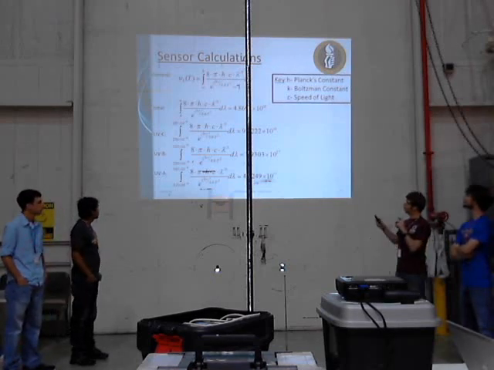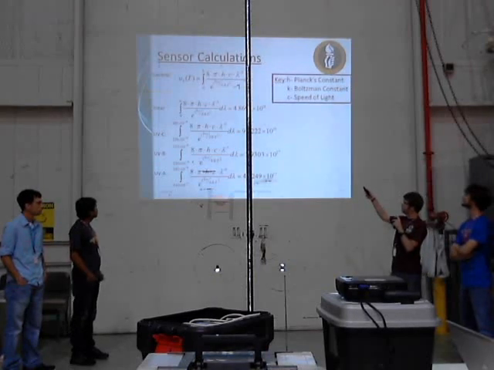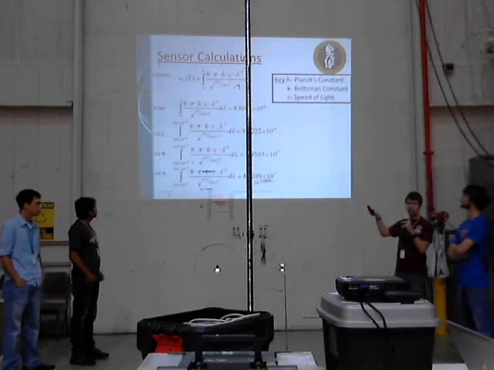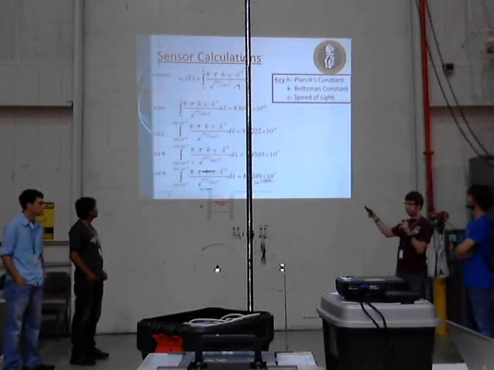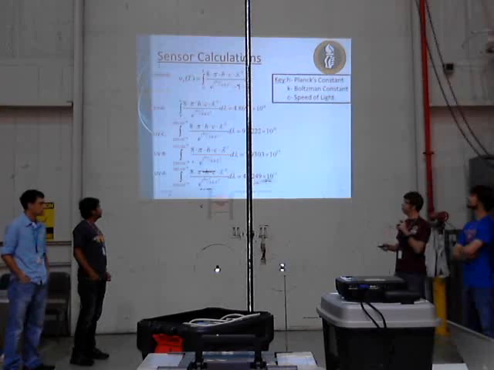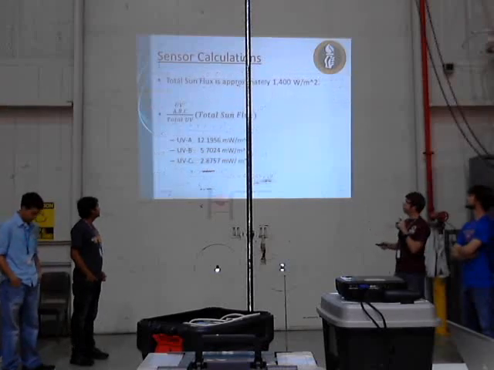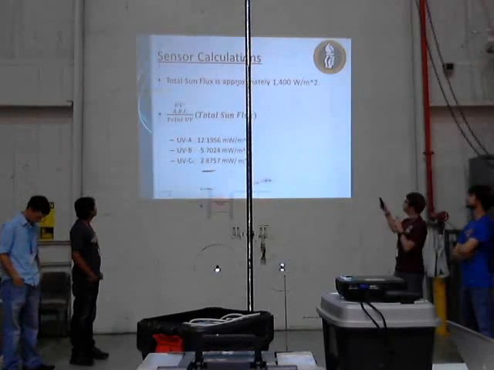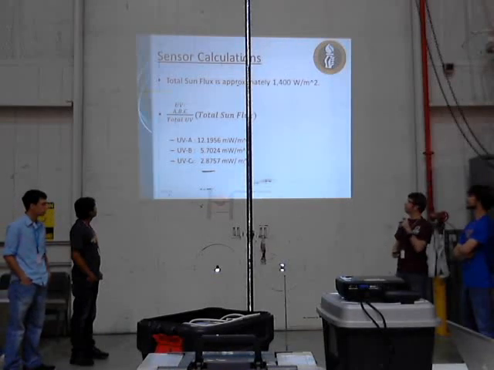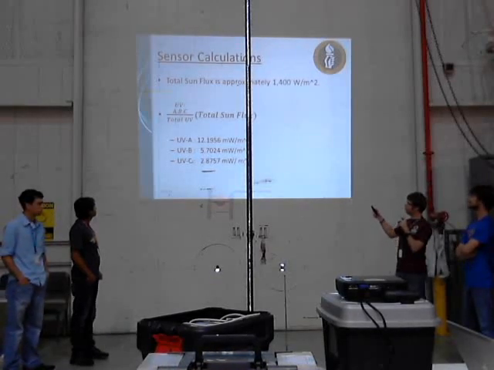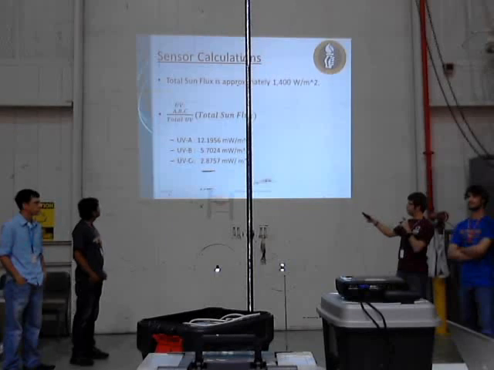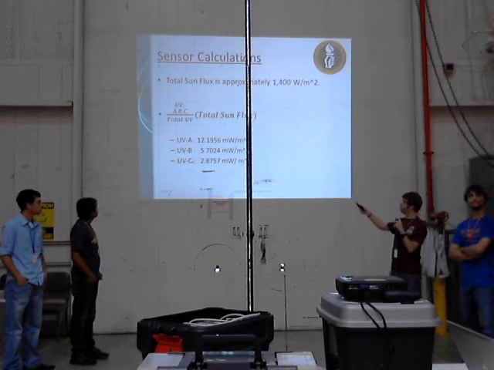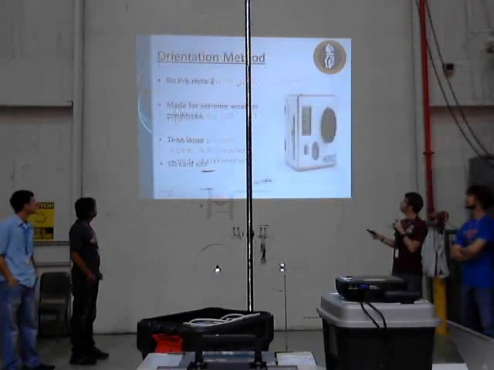So what we did is we took the total energy spectral density, and we took the UVC, UVB, and UVA, and we found the ratio for UVA to the total, UVB to the total, and UVC to the total. Then we multiplied that by the total sun flux, which is approximately 1,400 watts per meter squared. Doing that, we found that the UVA, UVB, and UVC maximum irradiance values are as follows.